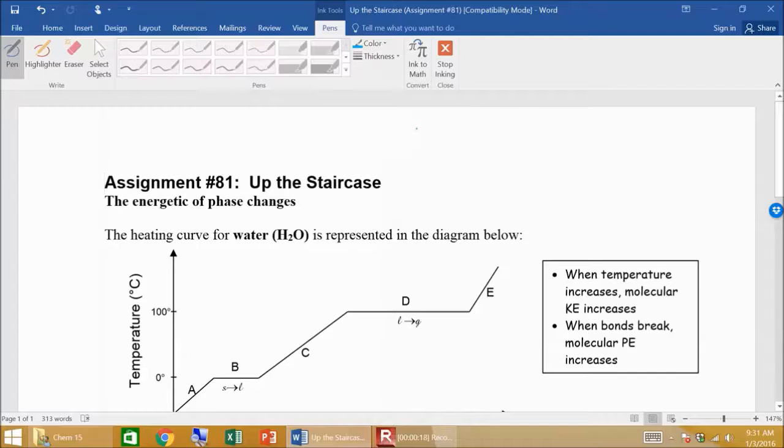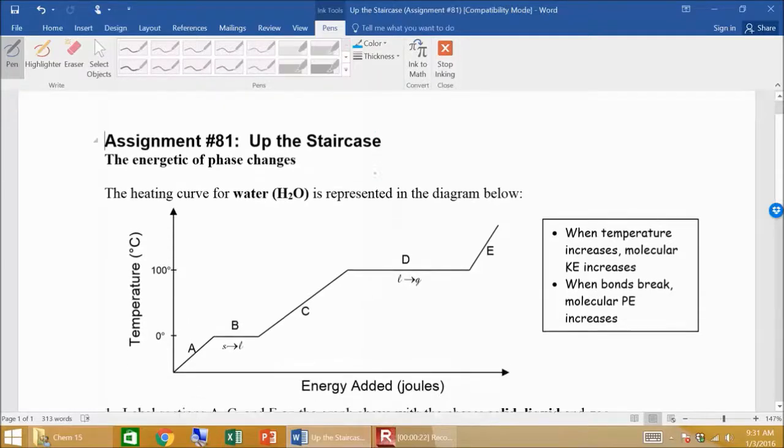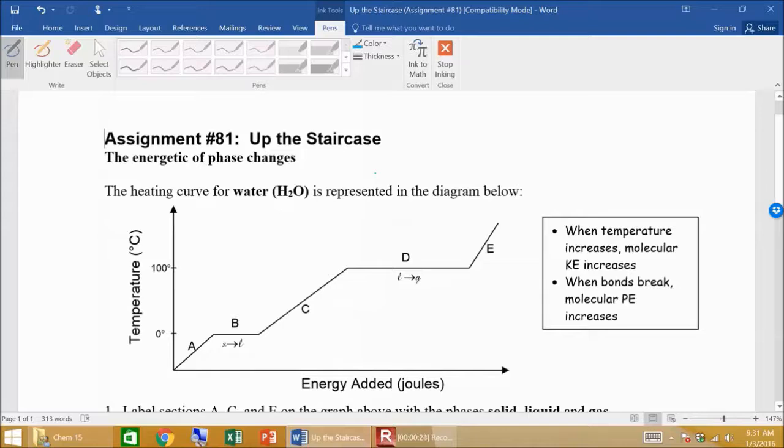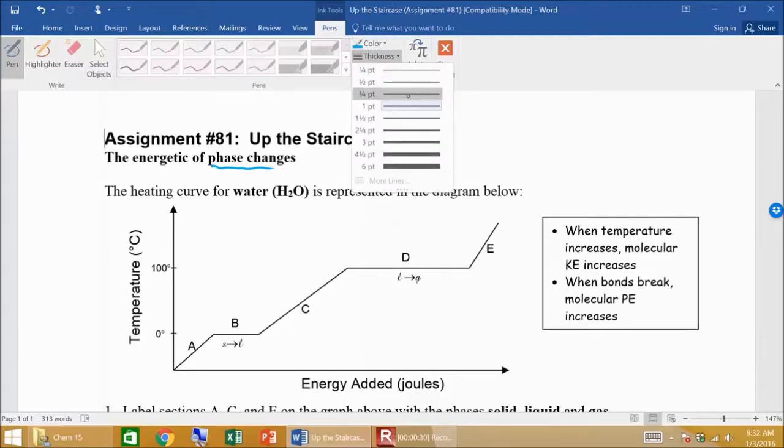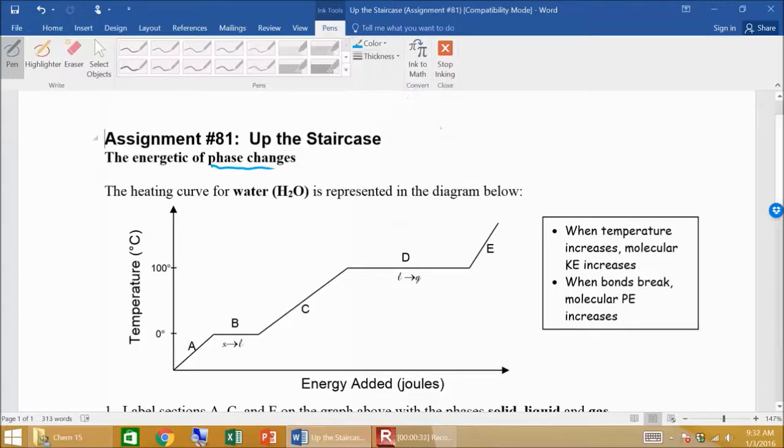Here we're looking at assignment 81, up the staircase. This is a diagram that describes phase changes. So you may recognize that water comes in three different phases.